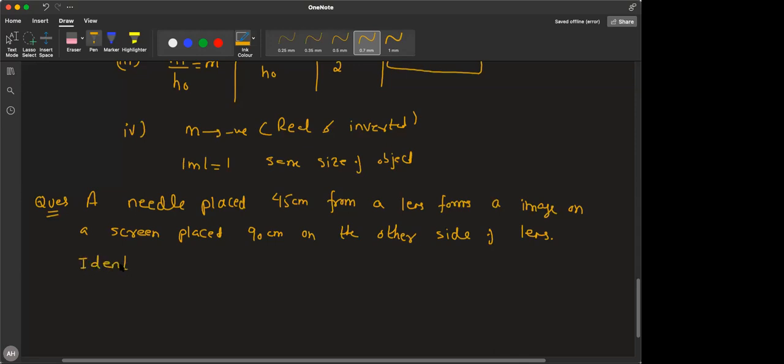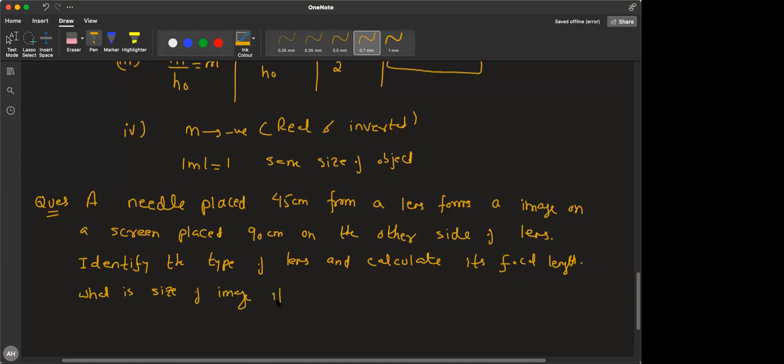Identify the type of lens. And calculate its focal length. What is size of image, if size of needle is 5 centimeter. Do it.